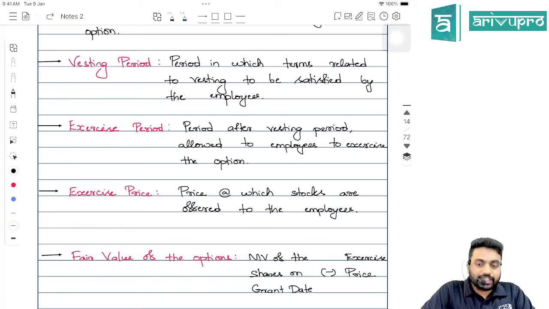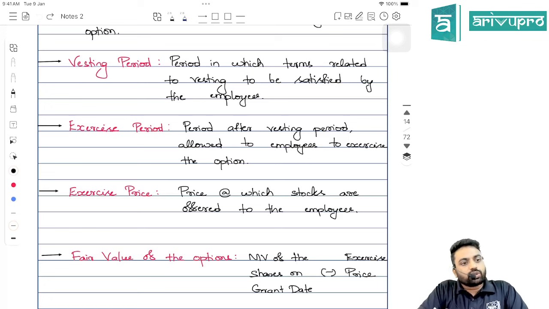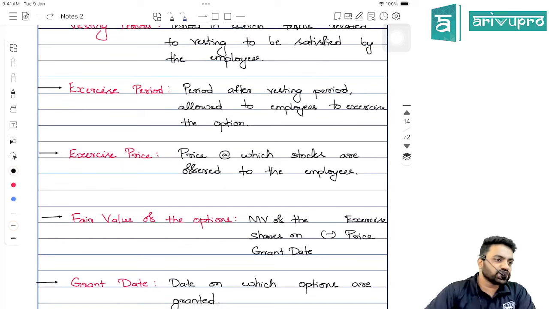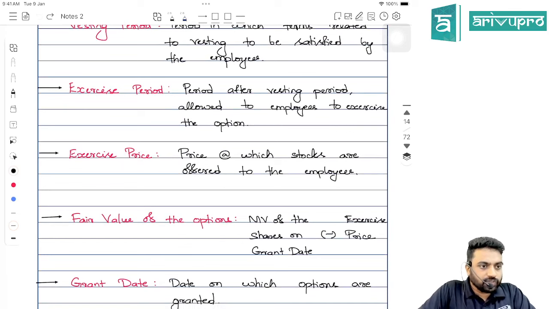Got it? So, exercise period means after completion of the vesting period, whoever completes the vesting period, we are going to allow them some time to decide whether to exercise or not, to exercise the option, right? Purchase the shares. That period is called the exercise period. If within the exercise period the options are not exercised, then it will get lapsed, right? It will get lapsed.